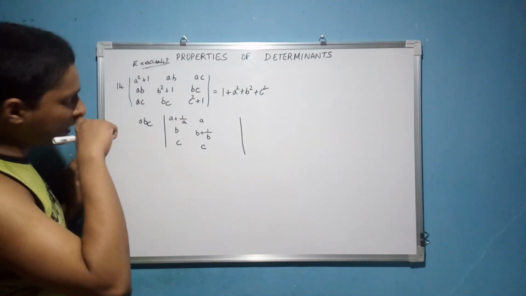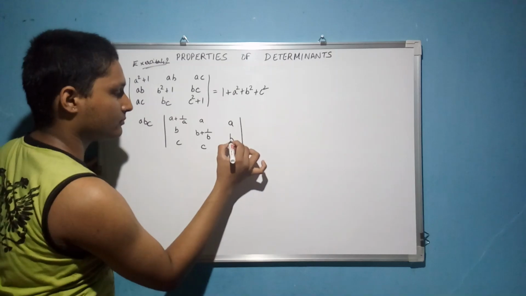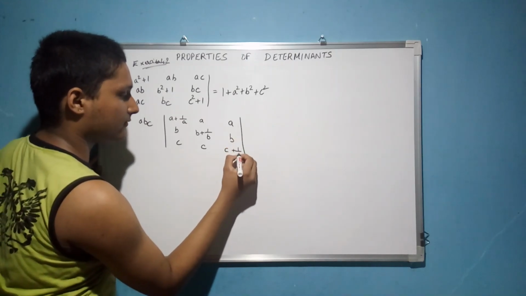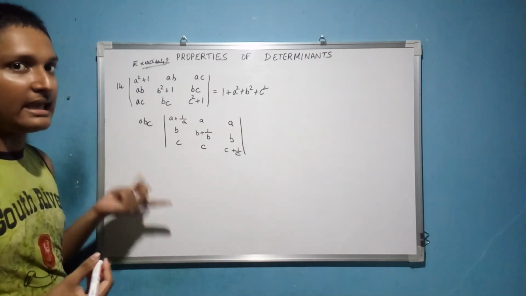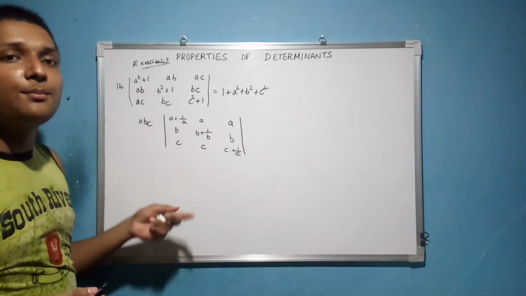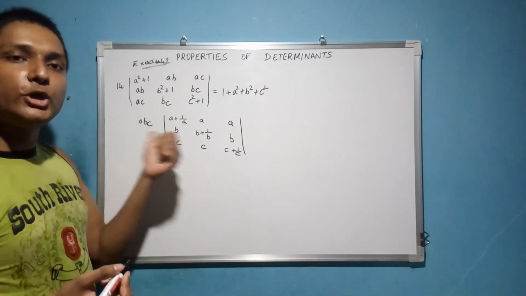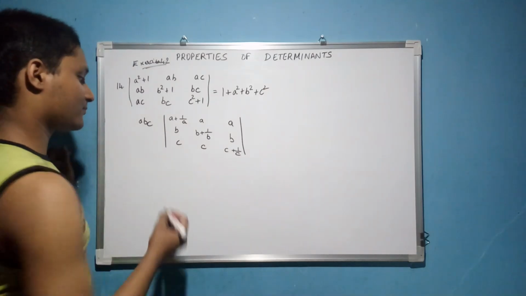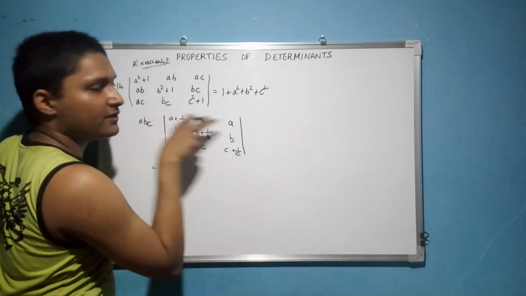Then you have, I have removed c from the third column. This becomes a, b, c plus 1 by c. Now again I'm going to insert this a, b, c inside the determinant, but I'm not going to insert in the form of columns. Now I'm going to insert in rows. So I'm going to multiply a with the first column.